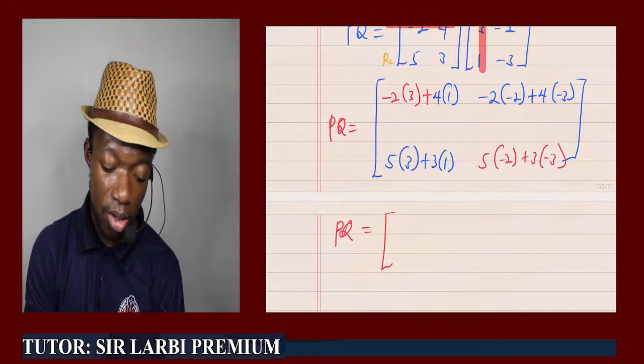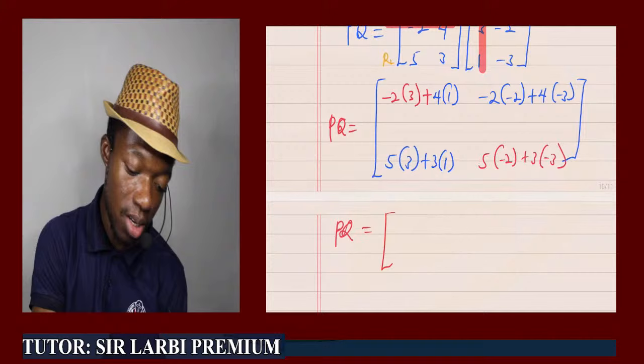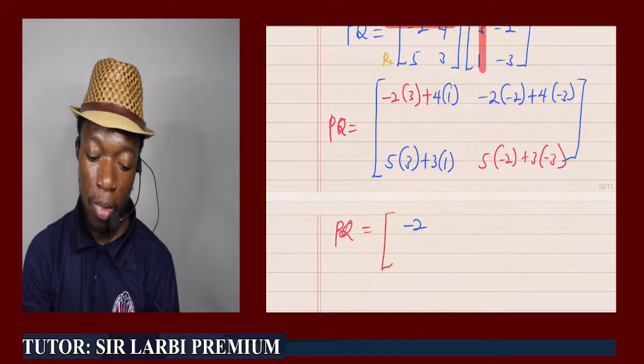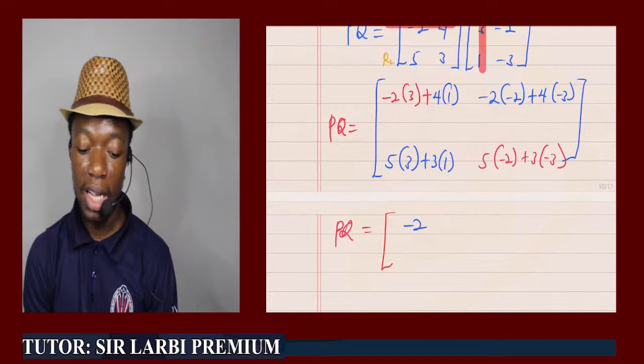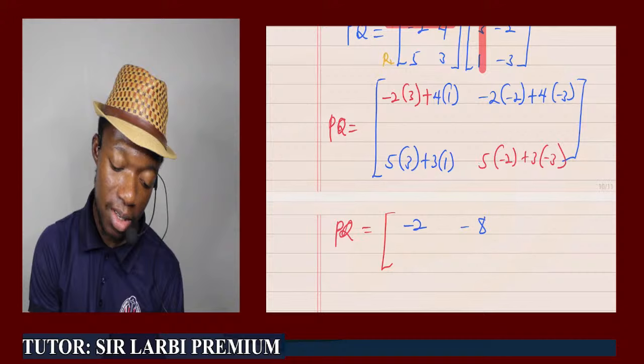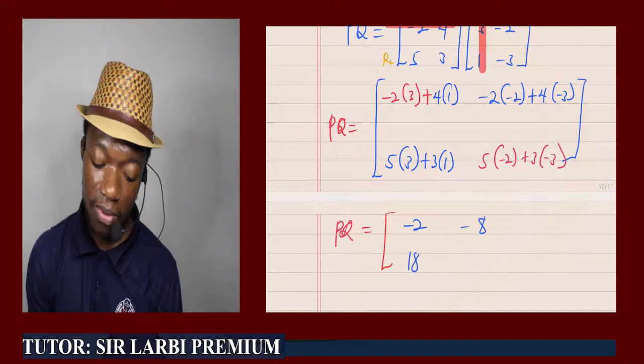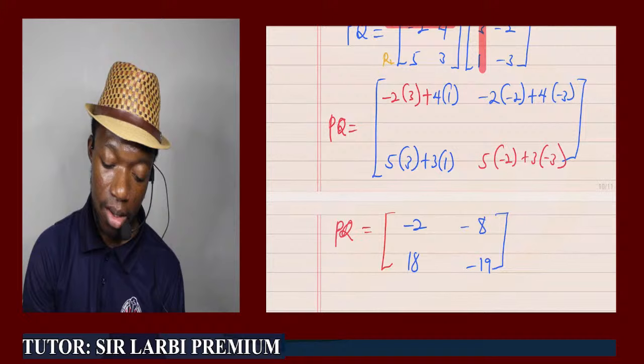Supposed to give us negative 2. So straight up negative 2 on the first entry. Negative 2 there. Then negative 2 multiplying negative, we are getting positive 4. Then 4 multiplying 3, we are getting negative 12. So in between, negative 12 plus 4 is supposed to get negative 8 here. And then here too, we have 15 plus 3, we are getting 18. And here we have negative 10, negative 9, we are getting negative 19. Right, and that should give us the PQ.